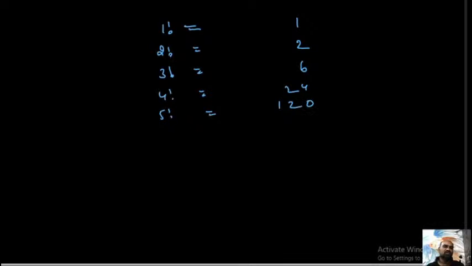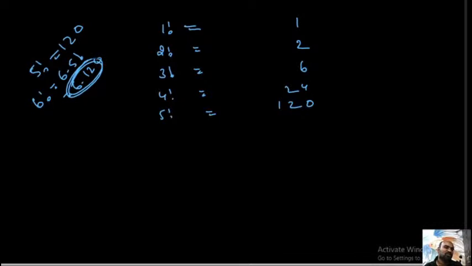1 factorial means 1. 2 factorial means 2. 3 factorial means 6. 4 factorial means 24. 5 factorial means 120. Interesting, students. 5 factorial is 120. What is 6 factorial? 6 into 5 factorial only, no? 6 into 120 only, no? This also ends with 0 only, no? So 6 factorial also ends with 0. I don't want the remaining digits.